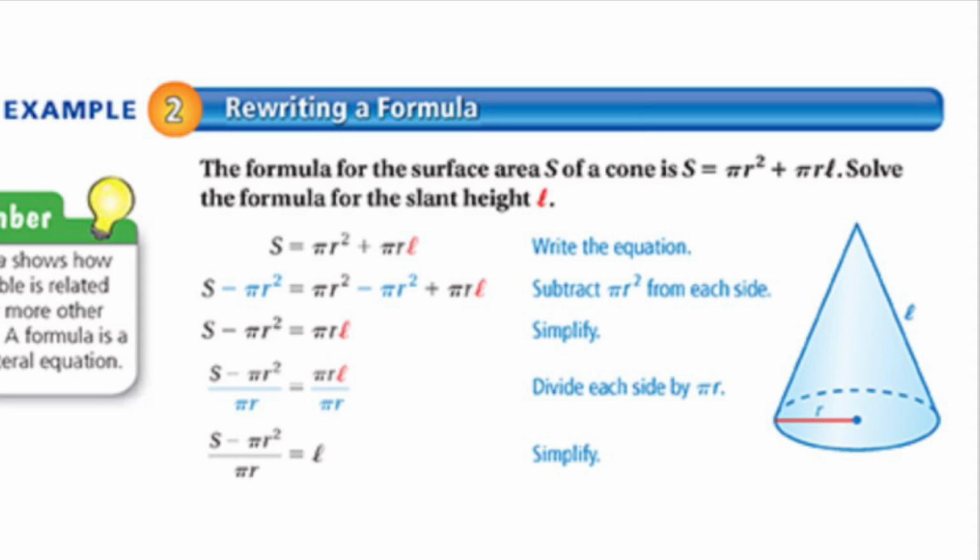We're trying to isolate the L variable. Therefore, you need to subtract pi r squared from each side. That will leave you with S minus pi r squared equals pi r L. After, you need to divide each side by pi r to make sure L is alone. The result should be S minus pi r squared, all over pi r, equals L.